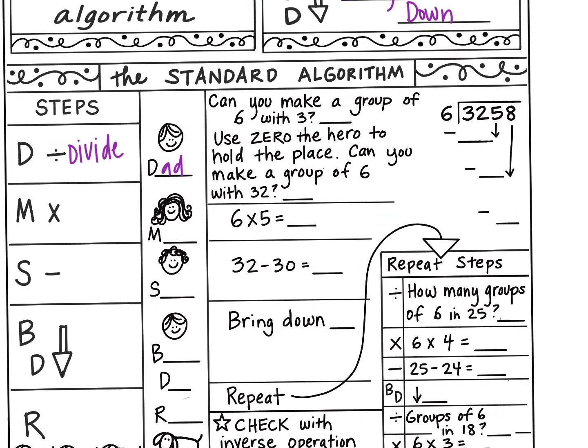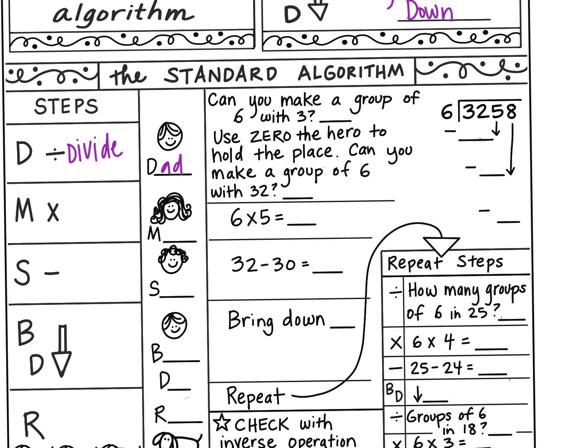So if I am going to divide, then I need to look over here and I need to ask myself, can you make a group of 6 with 3, the very first digit in my dividend? Can I make a group of 6 if I only have 3? No. So that means I use 0 the hero to hold that place.